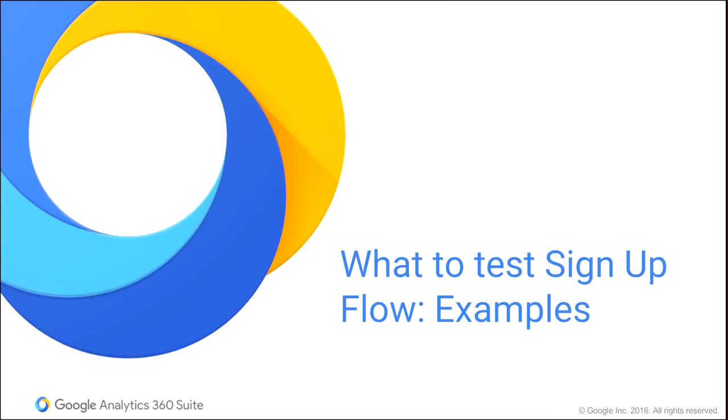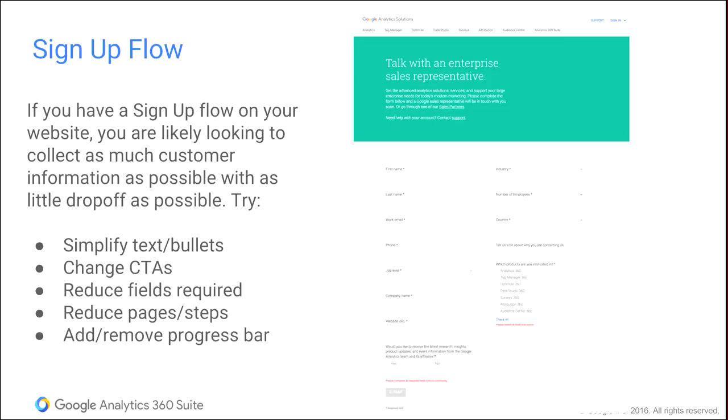Now let's look at a couple of different examples of what you might want to test if you have such a sign-up flow. If you do have a sign-up flow on your website, you're likely looking to collect as much customer information as possible without losing a lot of people along the way of that form. So things that you might want to look at are simplifying text or bullet points, and changing CTAs on that form. I know for the G Suite page, we often look at different CTAs to get people into that form. Right now it says Get Started. Previously they'd had different CTAs of Try Now, Start Free Trial, and so on.